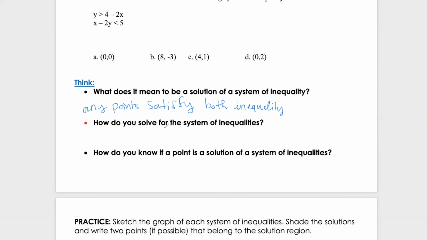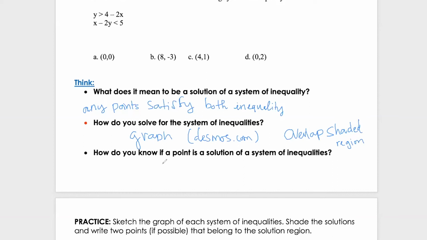Now, how about the second question? How do you solve a system of inequalities? What do we do, Ms. Doe? We solve by graphing each individual inequality on Desmos.com, and then we find the overlap of the solution. Okay, perfect. So we're gonna graph them and we are looking for the overlap region, right? So right here, overlap shaded region.